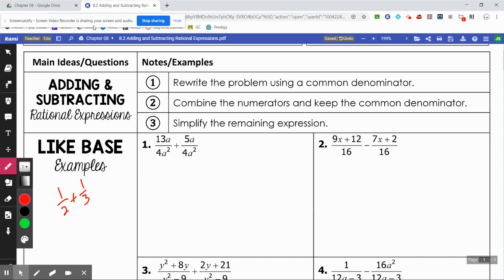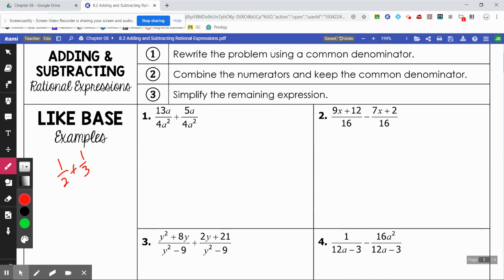Step number two, we're going to combine the numerators and keep the same denominators, same way we would do here. Multiply top and bottom by 3, common denominator 6. So 3/6 plus 2/6. What do you do next? You add the tops and you keep the common denominator. Then step number 3, you see, can I simplify the expression?